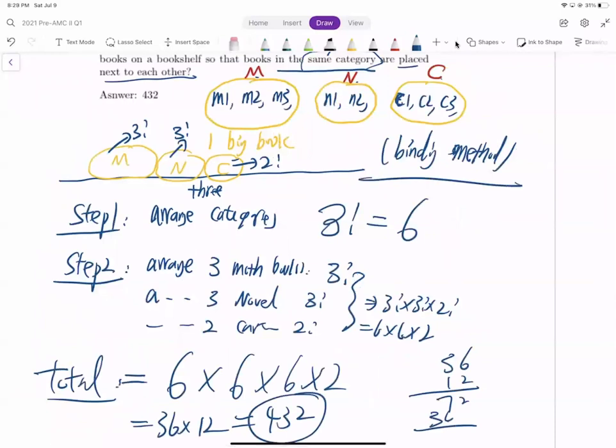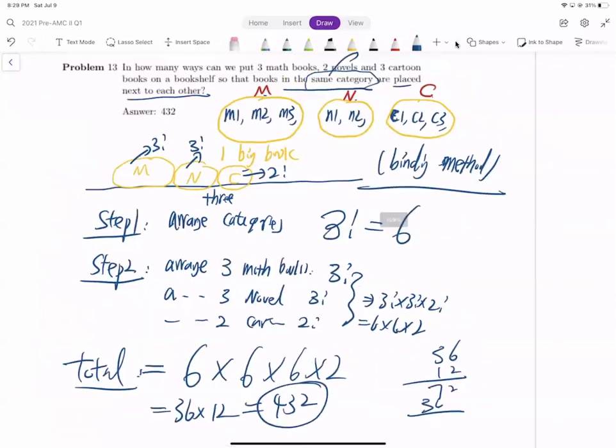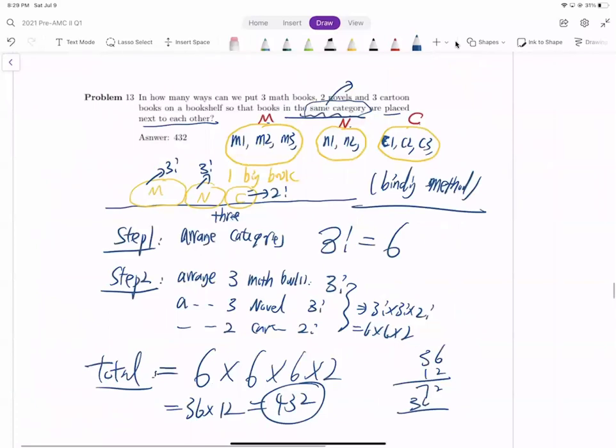This is the so-called binding method. It is used when you see something like same category has to be placed next to each other. Then we can consider the items in the same category just as one big item, right? Okay.